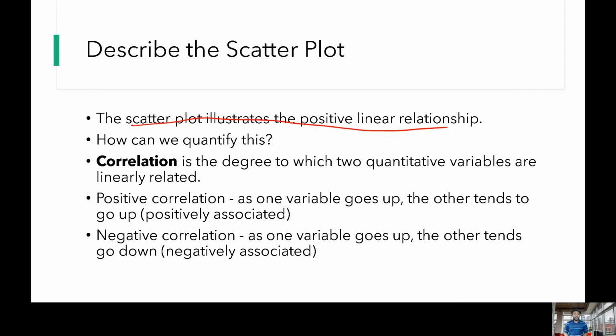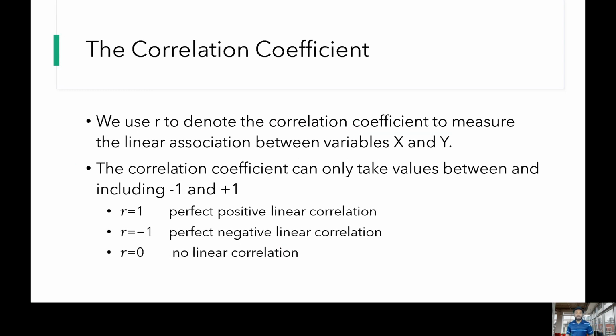All right, and how can we quantify this? Correlation is the degree to which two quantitative variables are linearly related. So when we have a positive correlation, it means that as one goes up, the other goes up. A negative correlation means that both variables don't go in the same direction. So as one goes up, the other tends to go down.